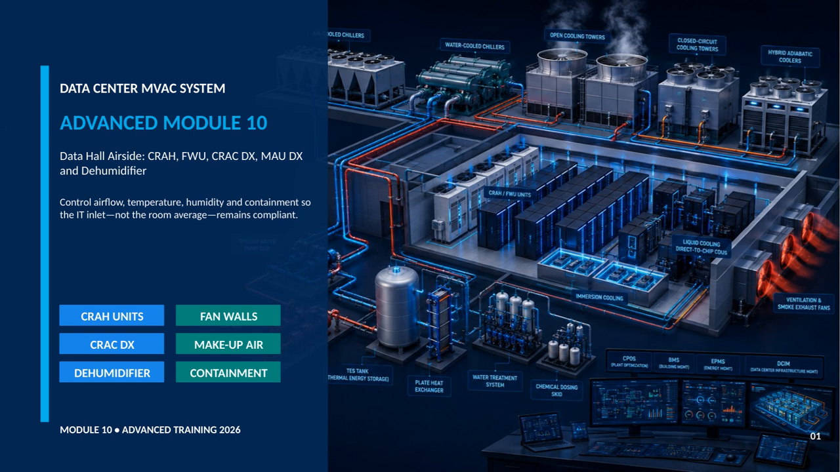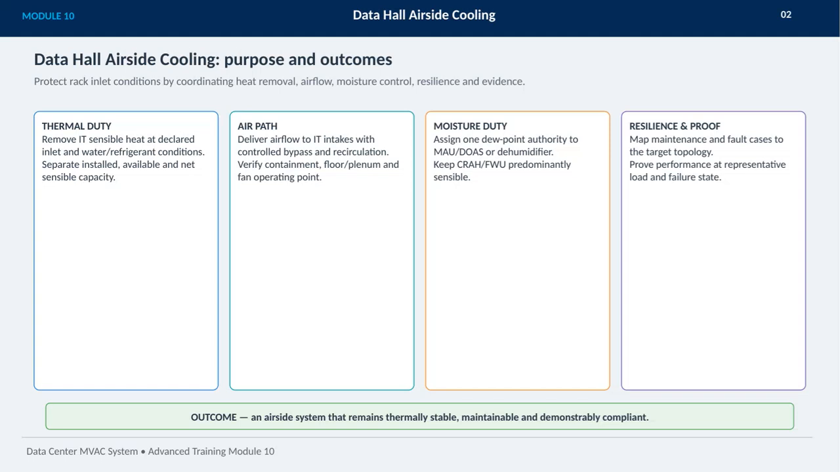This approach is essential for maintaining performance and reliability in data centers. Understanding how each of these systems work together is critical for effective environmental control. This module focuses on Hall Airside Cooling and its critical role in maintaining optimal conditions for IT equipment. The primary goal is to protect rack inlet conditions by carefully coordinating heat removal, airflow management, moisture control, system resilience, and providing evidence of performance.